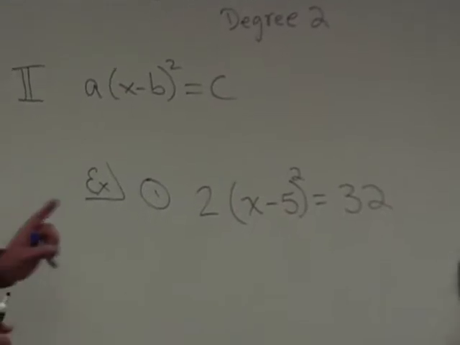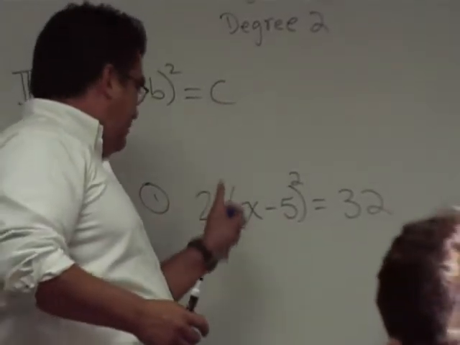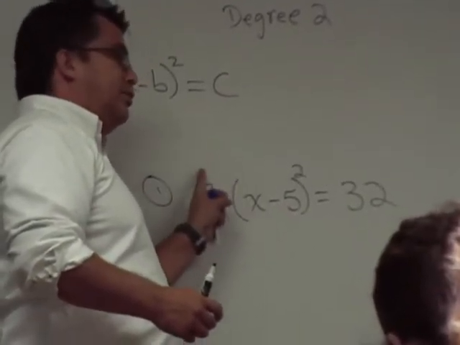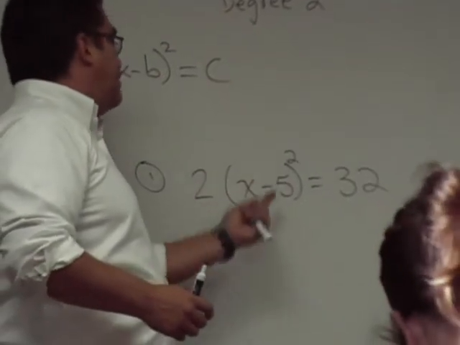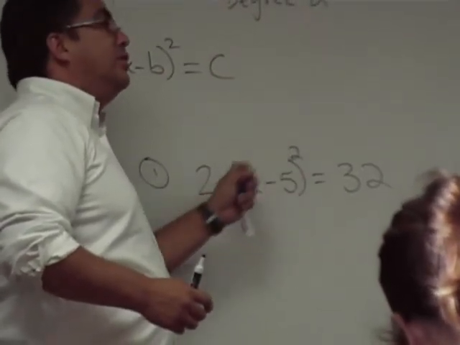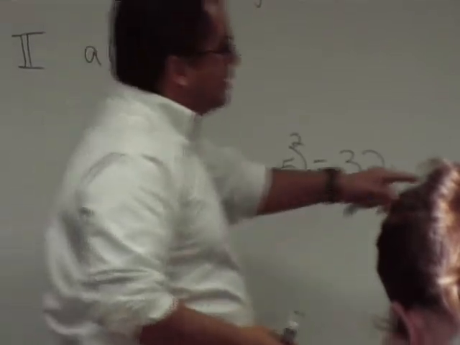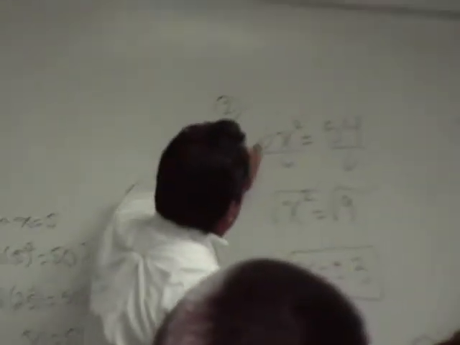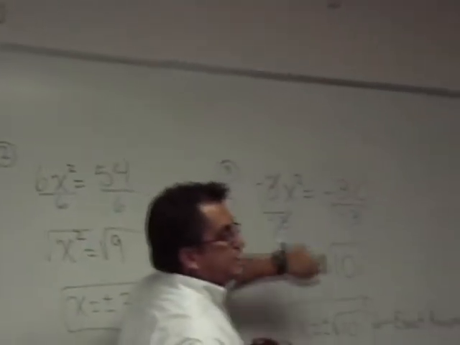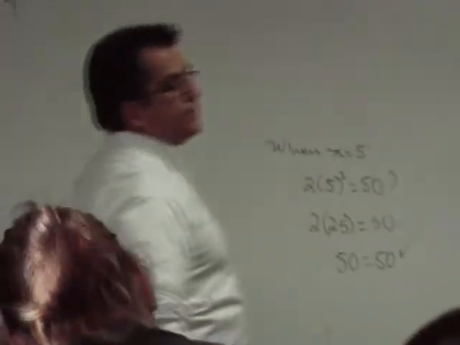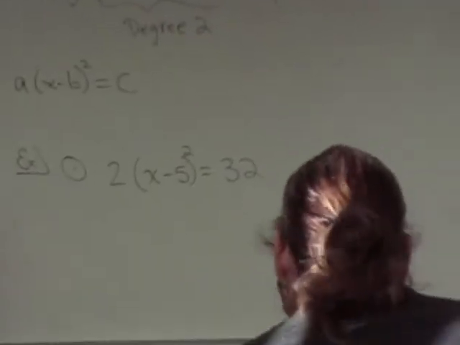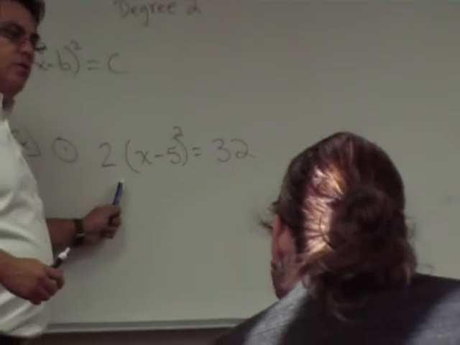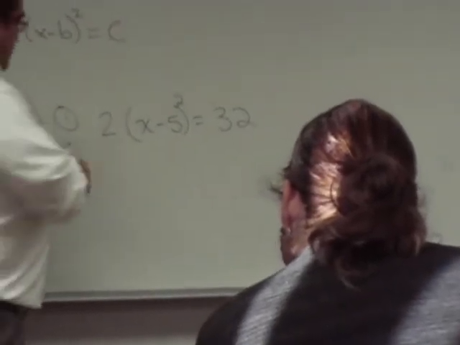All right, here's the technique. You do not distribute here. You cannot distribute the 2 into the parentheses because there's an exponent. You've got to get rid of that number the same way that we got rid of the coefficients in this problem. So tell me, what would be your first step? We're going to divide both sides by this coefficient. Get rid of it. So let's do it.